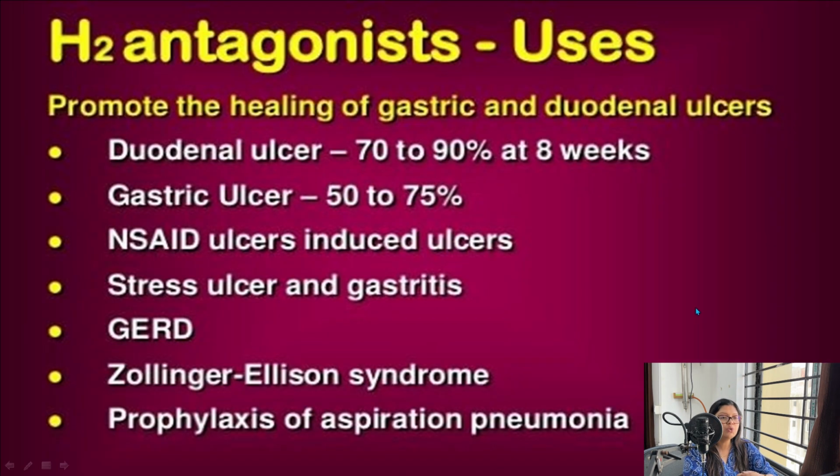Now the various uses of H2 antagonists. Here you can see the various conditions mentioned: duodenal ulcer, gastric ulcer, various stress-induced ulcers, gastritis, GERD, Zollinger-Ellison syndrome, and prophylaxis. Here the H2 antagonists are mainly used.